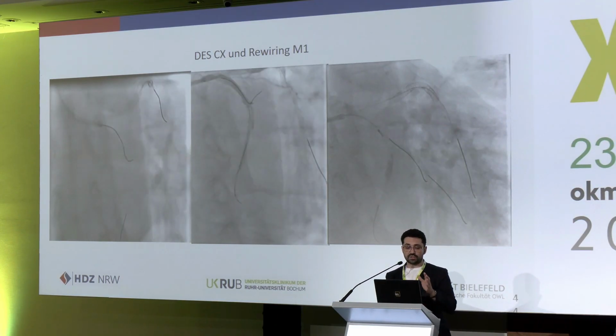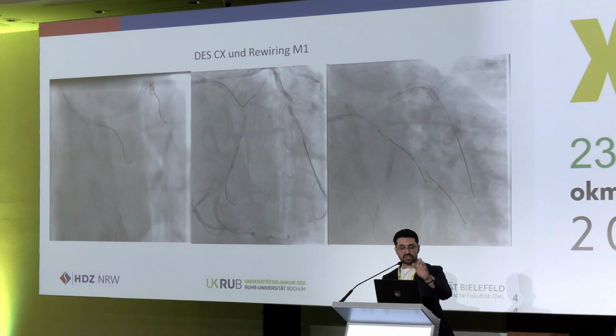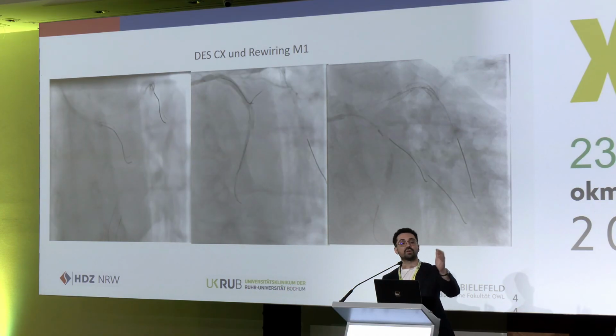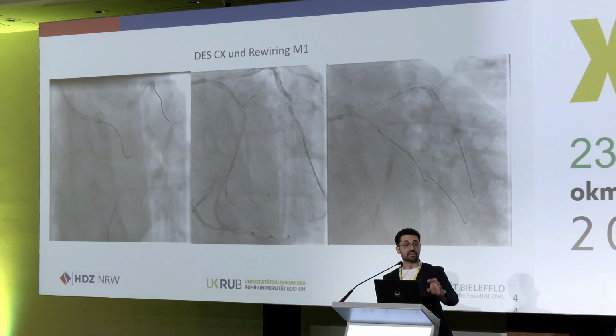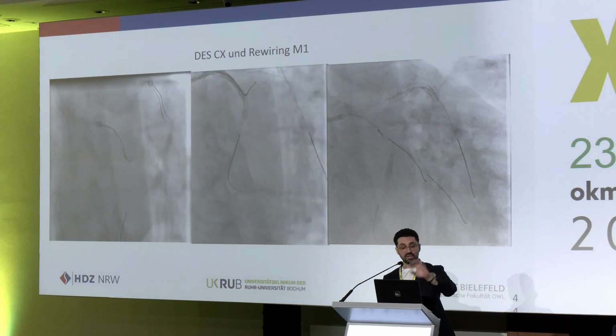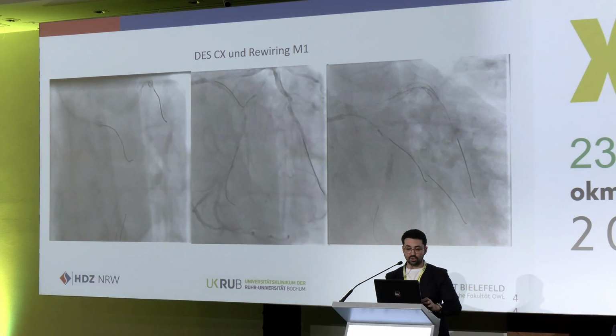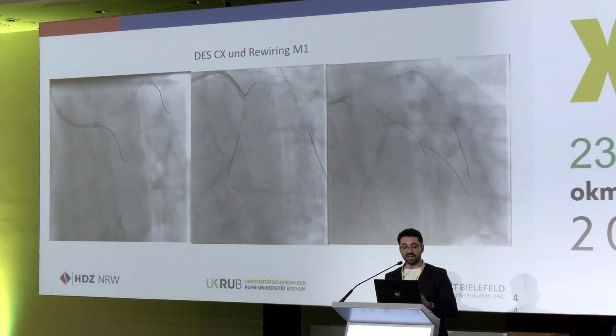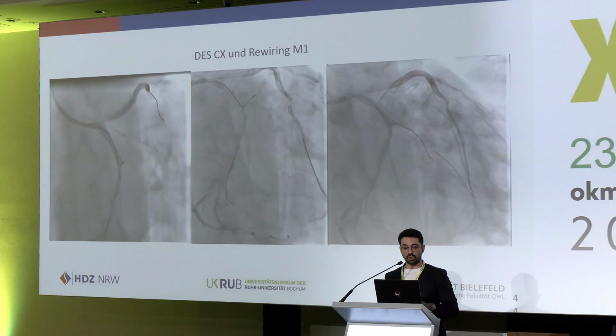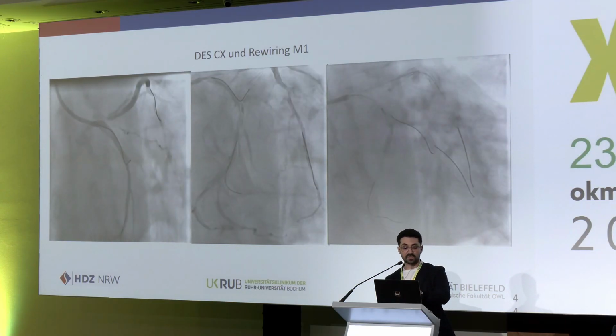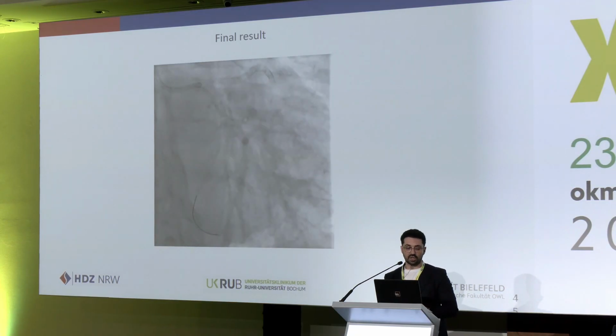Here you see on the right side, the first wire was somewhere subintimal. We use CTO techniques again for regular PCI. You leave the wire and try to go with parallel wiring into the true lumen. Here's the second wire, and as you see, it's in the true lumen, and you can finish the case.